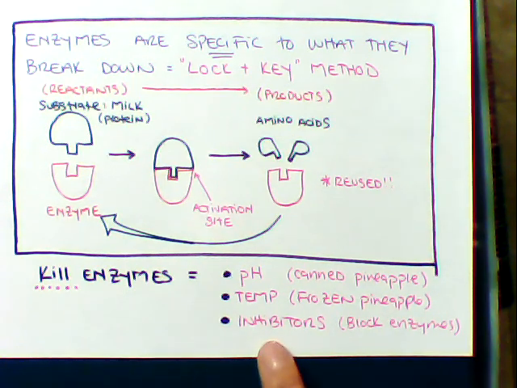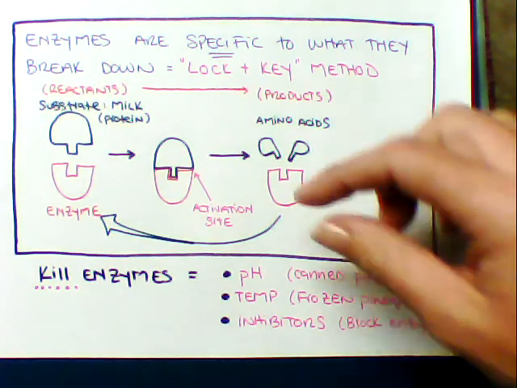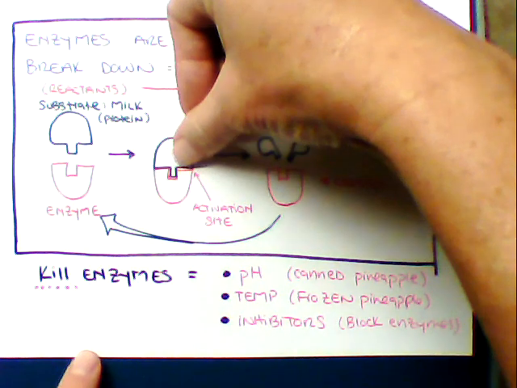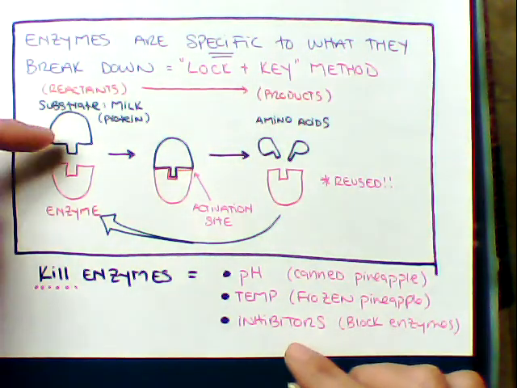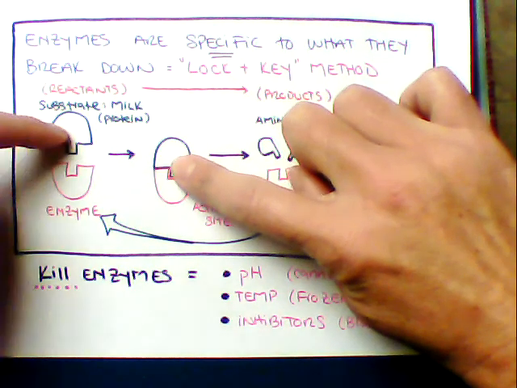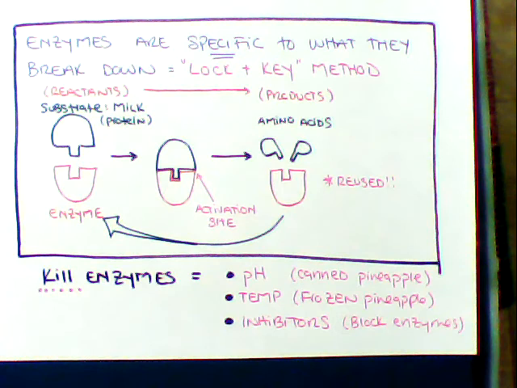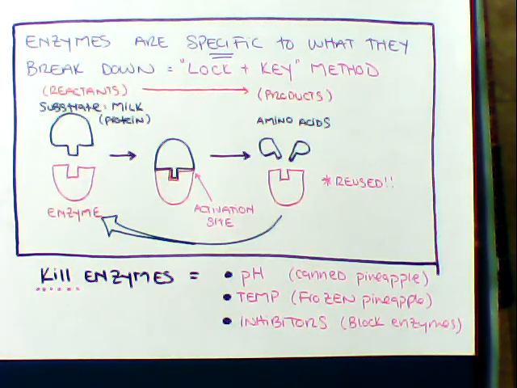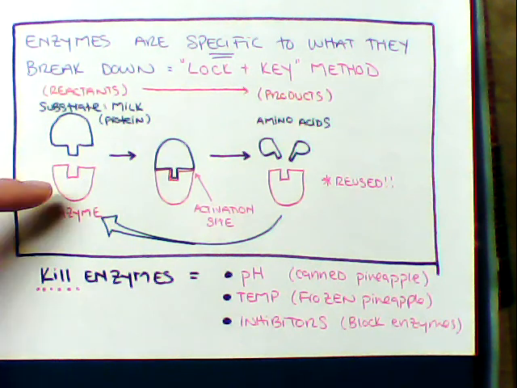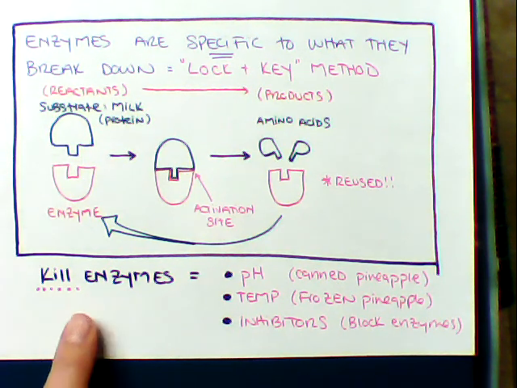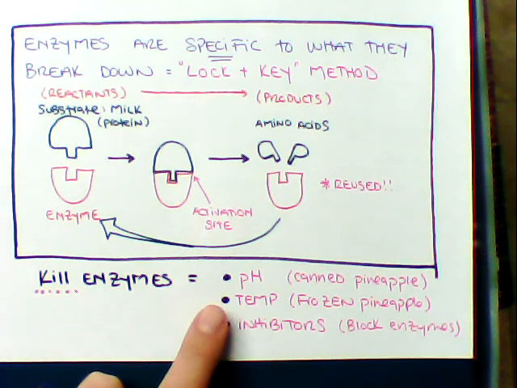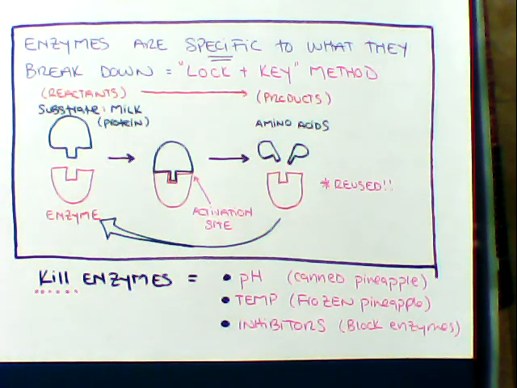And we also have these things known as inhibitors that will actually block the enzyme. So it blocks about half of it, so that when this milk comes over, if I've got my finger in the way, it can't actually hook up to the enzyme because of that inhibitor. And so again, guys, please remember that enzymes will speed up the rate of reaction. They are very specific to what they actually hook up to. So this enzyme will not hook up to, say, a lipid. And we can kill enzymes by either the pH, the temperature, or inhibitors.